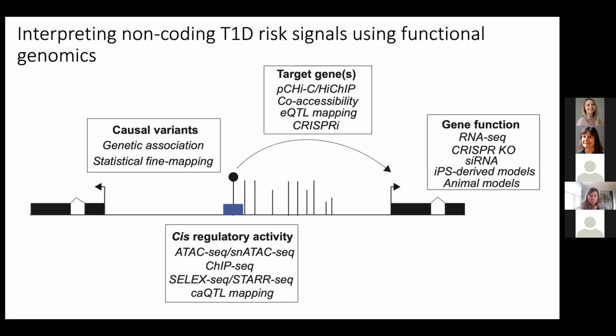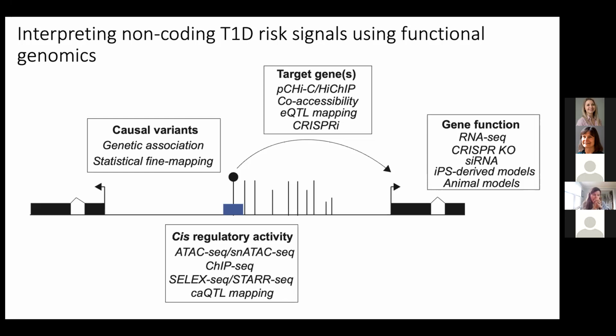Using that information to then define regulatory activity and the tissues and cell types that regulatory elements are active in, and how they intersect with variants that are causal for type 1, the effects of those variants on regulatory activity directly, then linking those elements over to genes that are regulated by these sites using a variety of assays, either 3D chromatin interaction assays, correlations between sites, eQTL mapping type approaches, and so forth.